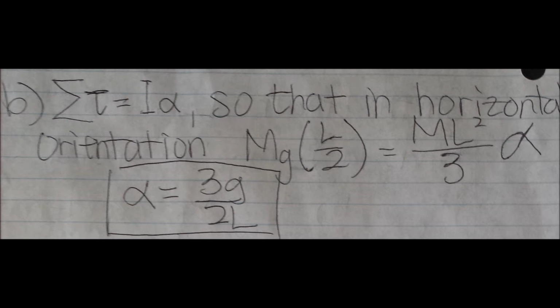so that in the horizontal orientation, the summation of tau is equal to I alpha. So mg times the height of L over 2 is equal to mL squared over 3 times alpha. And then solving for alpha, the result is 3g over 2L.